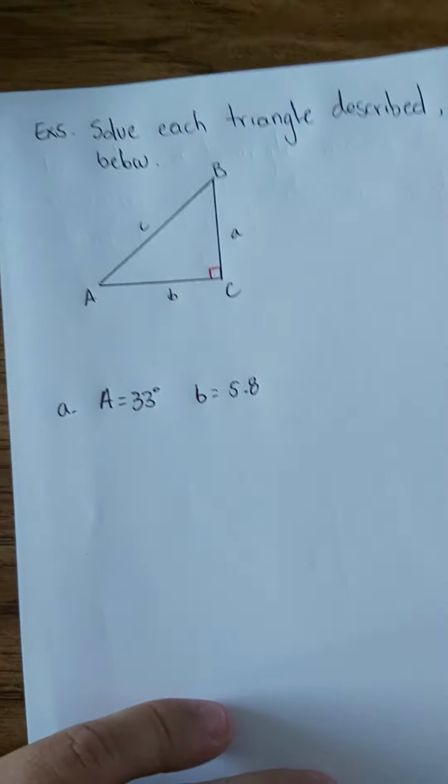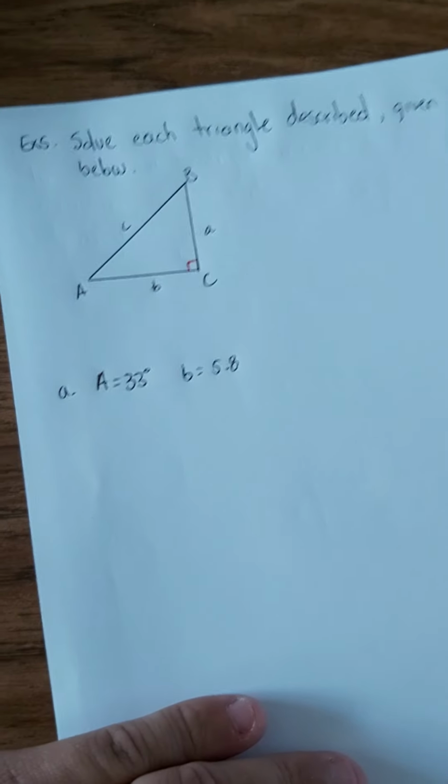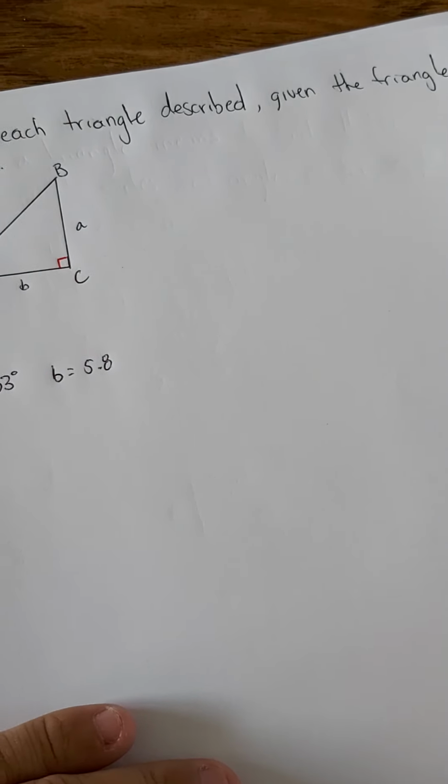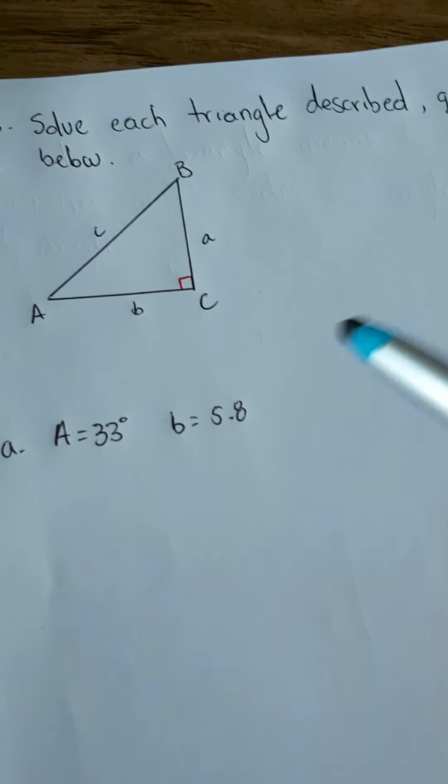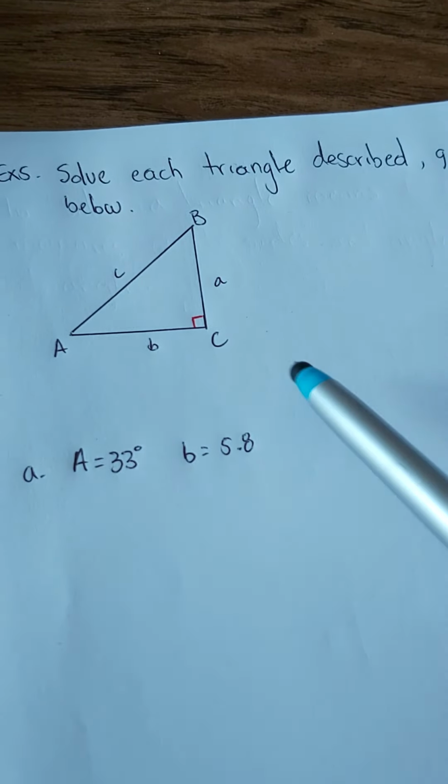Now, when we talk about solving a triangle, to solve a triangle means to find all the missing angles and all the missing sides. Find all the missing angles and all the missing sides. So let's do example 5. Example 5 says solve each triangle described given the triangle below. So we have a right triangle, triangle ABC.